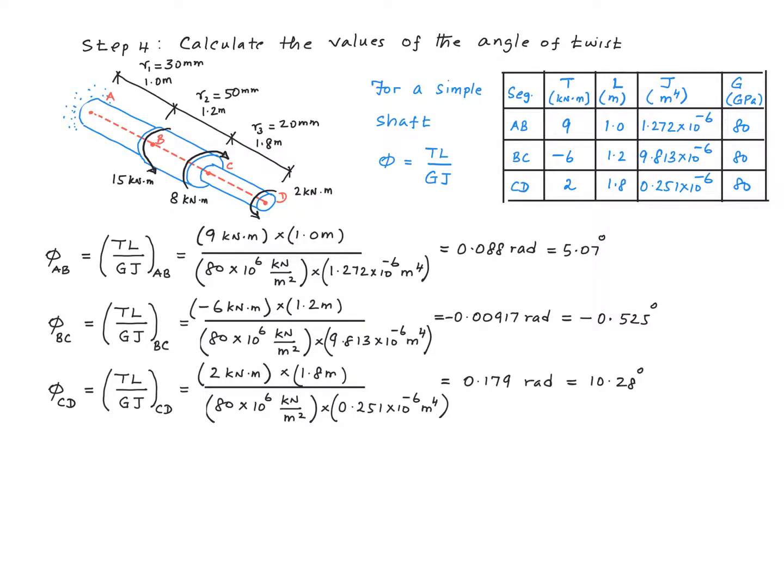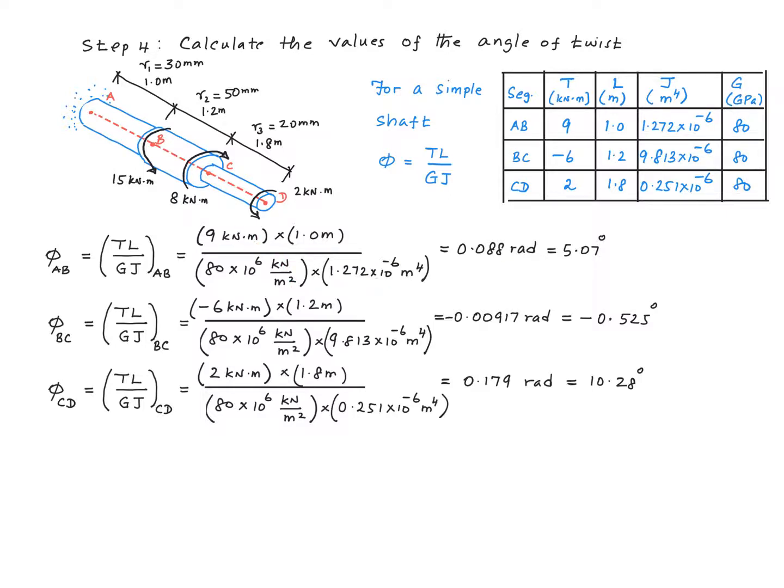Let's go over one of them. Phi AB is TL over GJ evaluated for segment AB. T, the torque, is 9 kilonewton meter from this table. And then length is 1 meter. G is 80 gigapascal. We're going to convert that into kilonewton per meter squared to be consistent, so I'm multiplying that by 10 to the 6. J is 1.272 times 10 to the minus 6 meter to the power of 4. And you simplify that, you get 0.088 with no units.